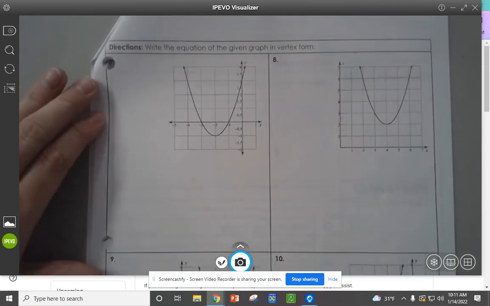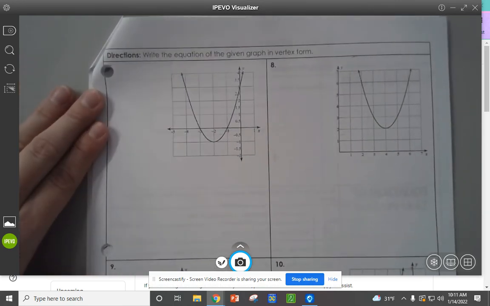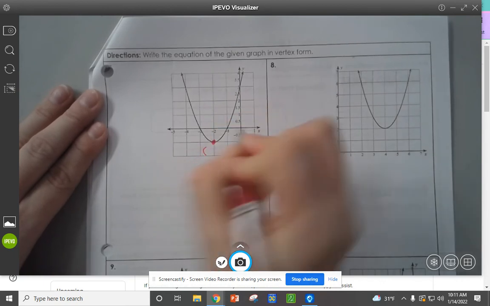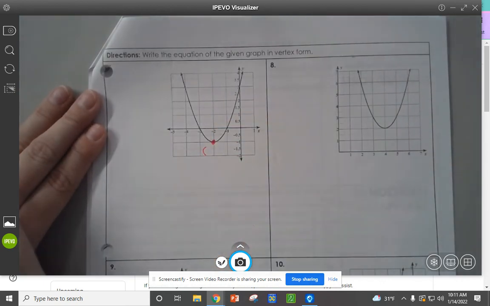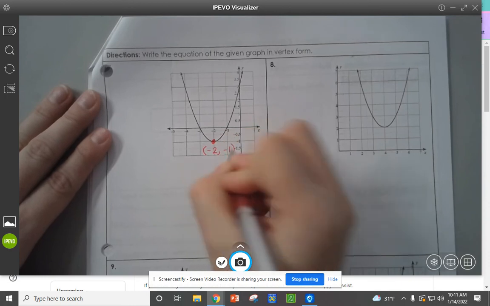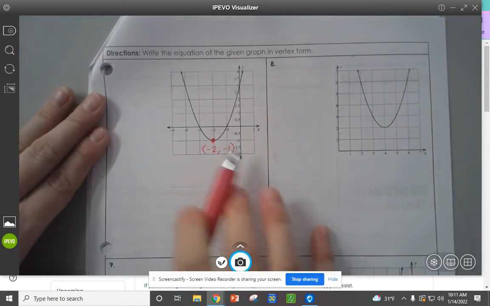So the first thing that you need to do is identify the vertex. So right here's the vertex. What is this point? What'd you say? Close. The -2 is correct. -1. -2, -1.